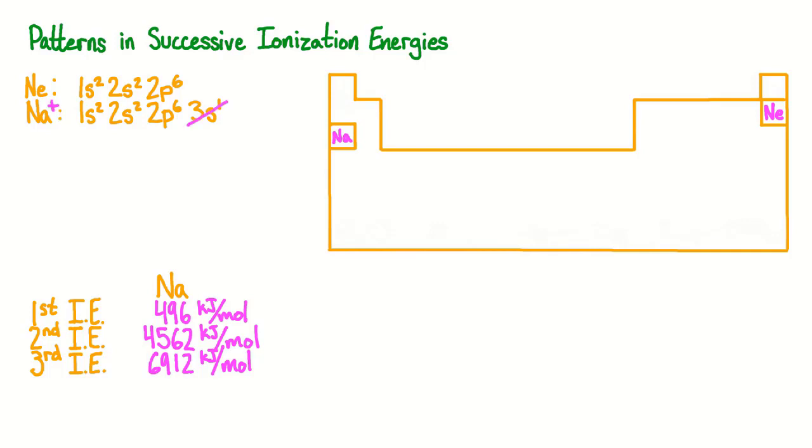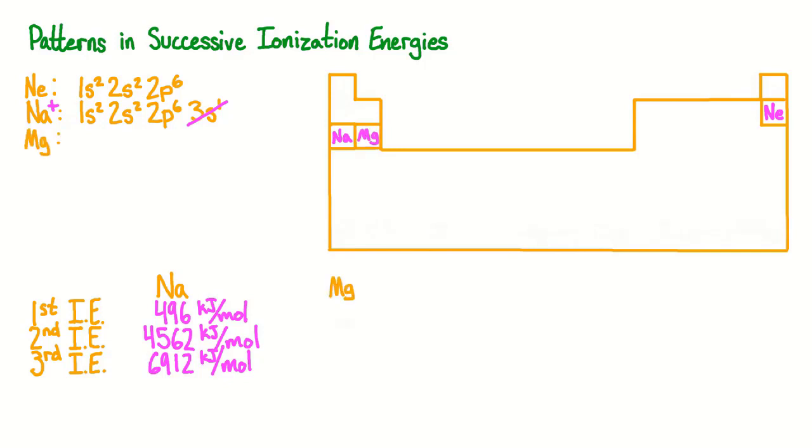If we remove one electron from sodium to create a sodium ion, we have given our sodium ion an electron configuration identical to neon's, a very stable configuration with a full outer electron shell. Removing any more electrons would go from this stable state to an unstable state and require a lot of energy. This electron configuration explains why sodium's 2nd and 3rd ionization energies are much higher than its 1st ionization energy.